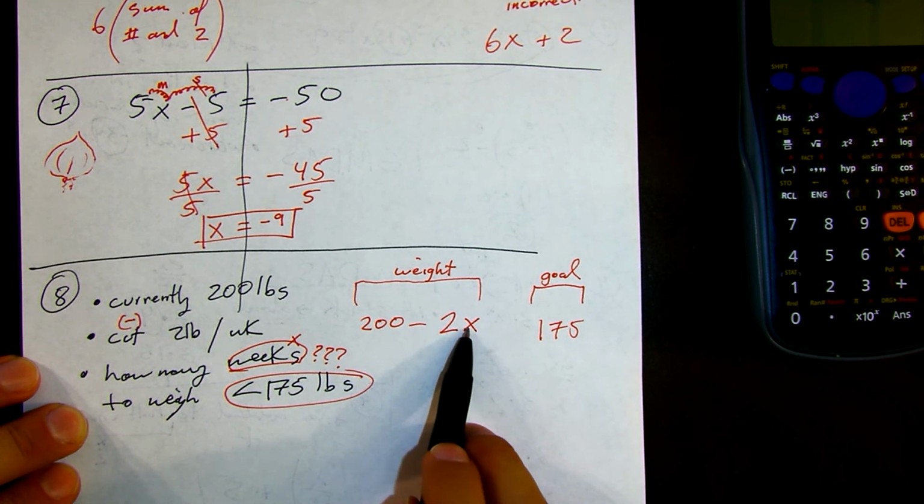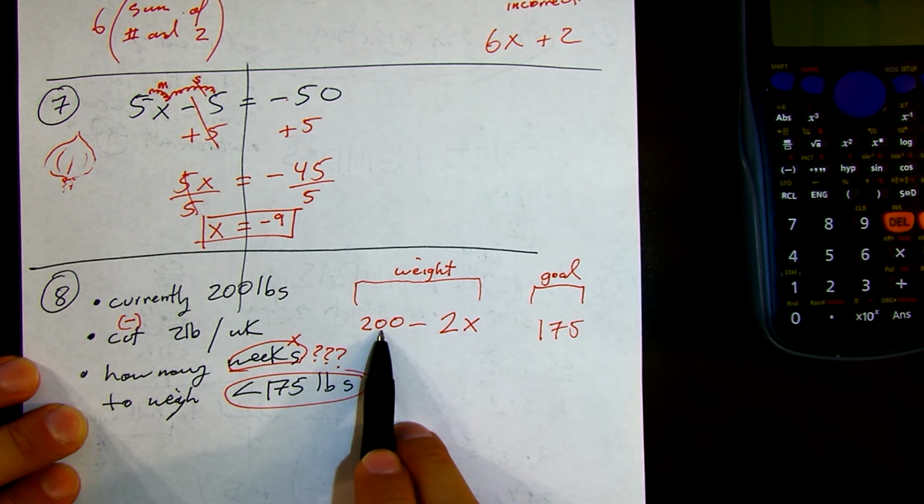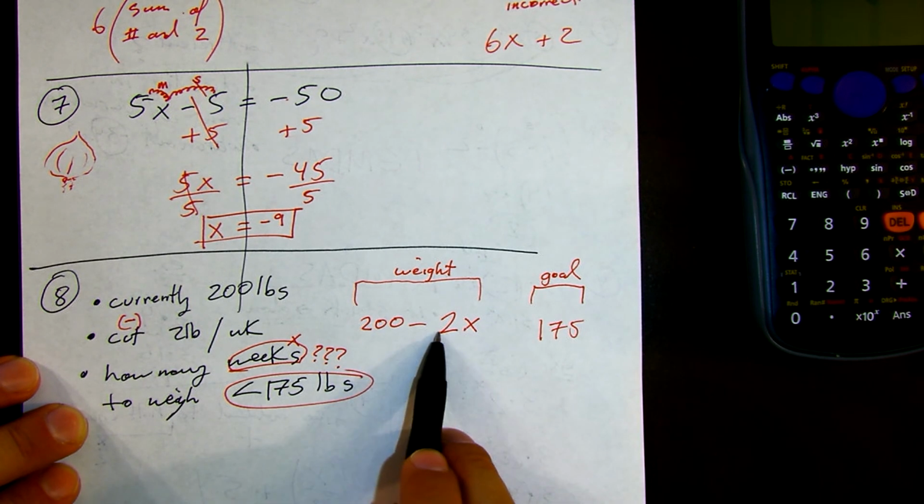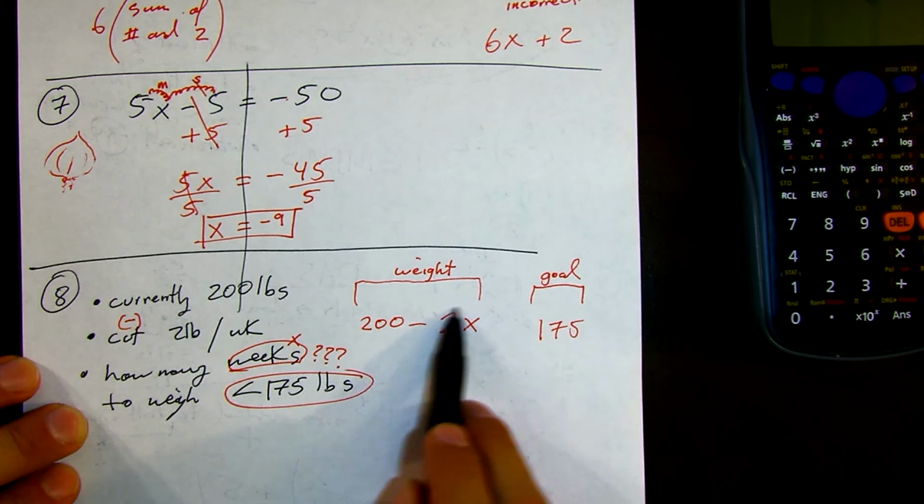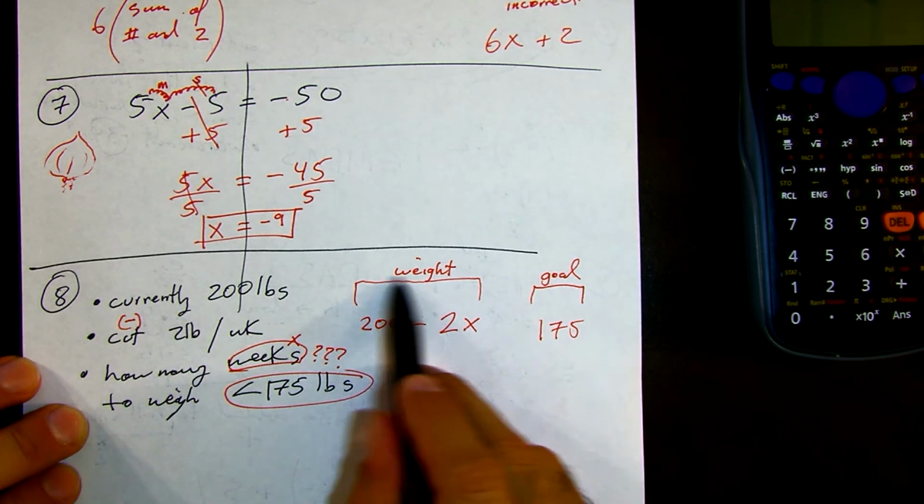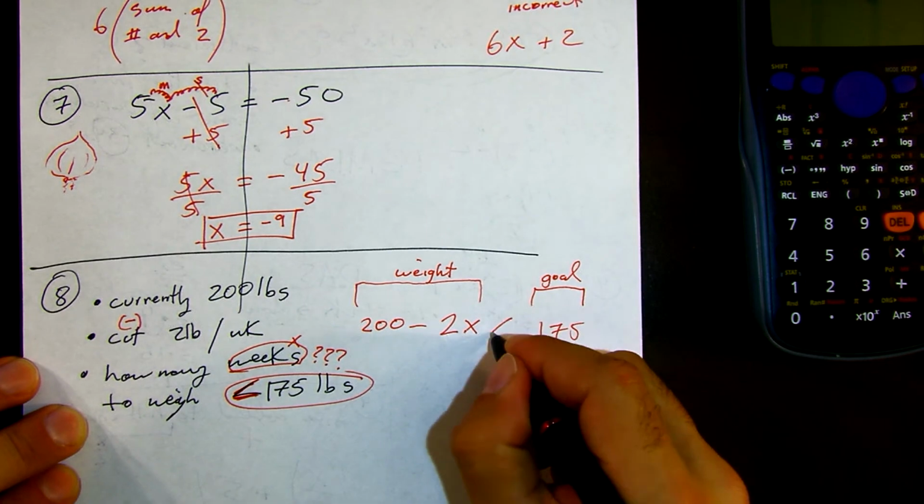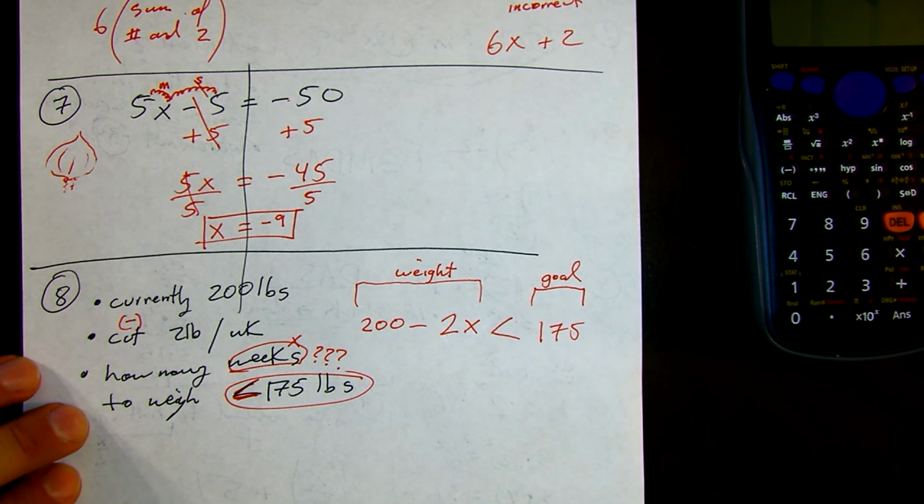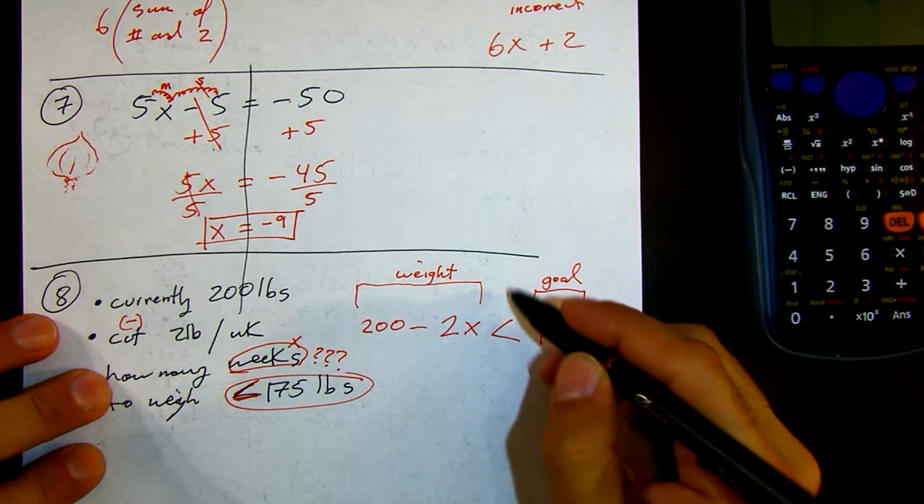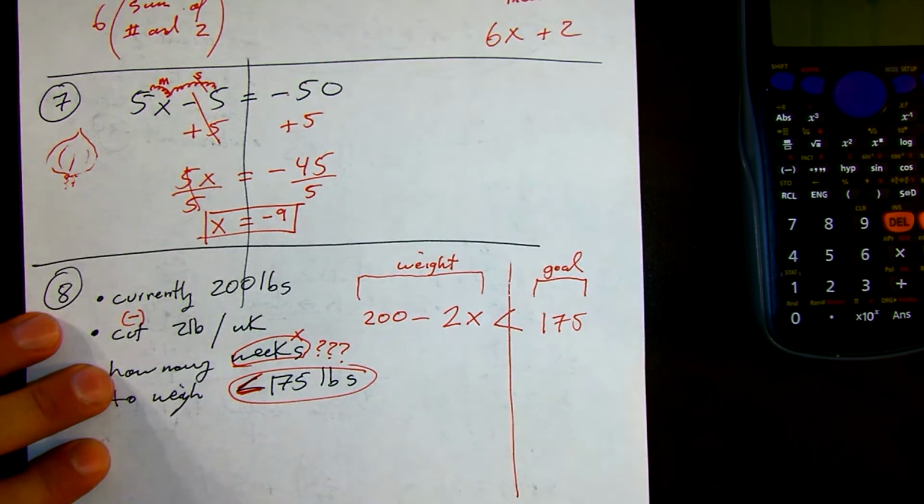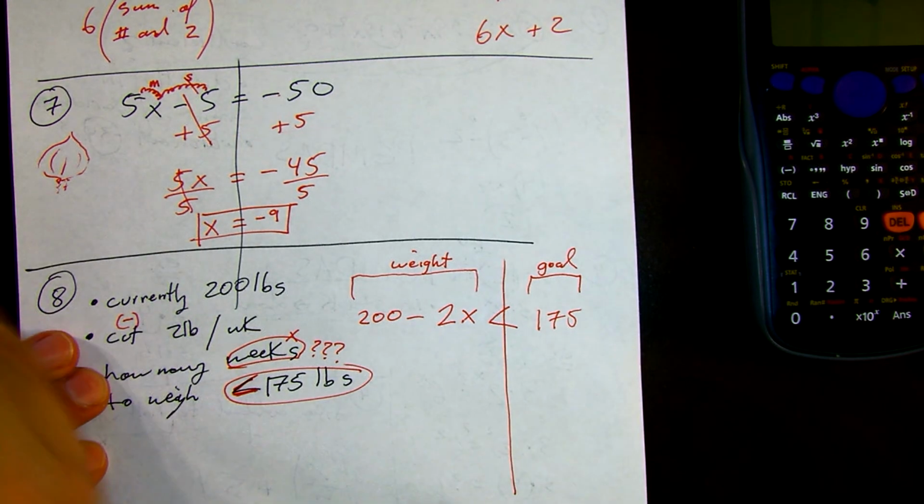I'm going to lose 2 pounds, minus 2 from 200, every week that I go here. So if I had 10 weeks, I would end up with 180 pounds, because 200 minus 20 is 180. But look, this is our weight, and it has to be less than 175. You can't weigh 175. You've got to weigh less. Maybe 175. I think you're even a heavyweight.